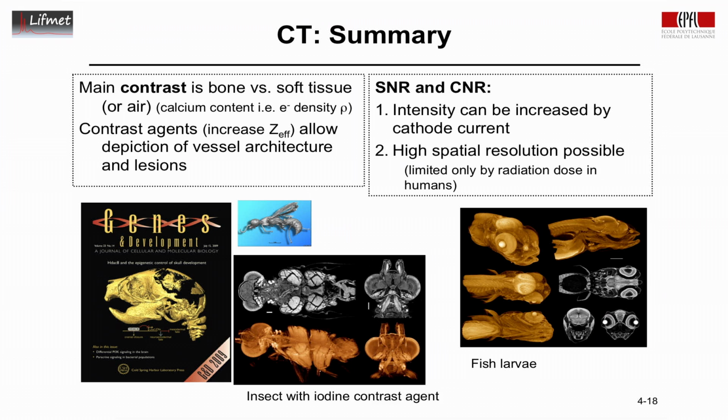Here's another example. This is a fish larva, just to mention how small the fish larvae are. These are the eyes of this fish, and again the very high resolution images. We see the brain here, spinal cord here, very high resolution possible in animals where we are less concerned with radiation exposure.